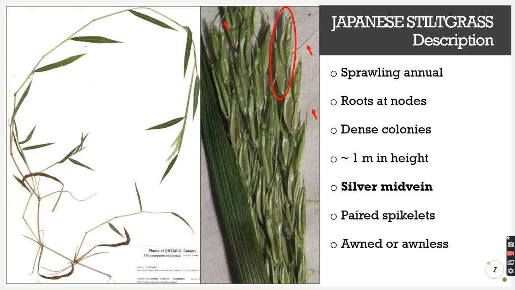Japanese stiltgrass roots form dense colonies, and it can grow to about 1 meter in height. It has broad, lance-shaped leaves with a distinct line of silver hairs along the midvein. The inflorescence, or the flower head, is a panicle, and spikelets occur in pairs, which are circled red in Figure B here. The spikelets have been reported as awned or awnless in various populations, but all the populations observed in Ontario sported long, twisted awns, which are indicated by the red arrows in Figure B on the right.